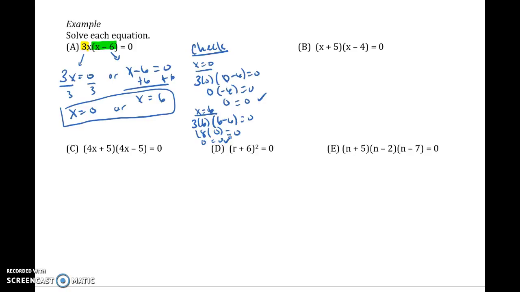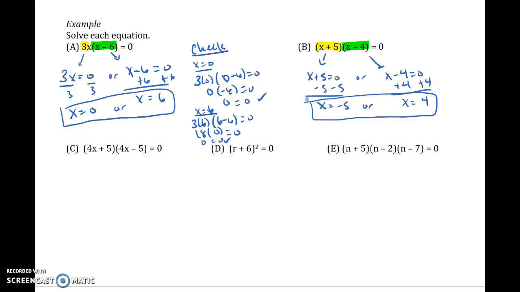So same deal for B, C, D, E, okay? Again, what are we multiplying together? We've got this x plus 5 times x minus 4. So that means we have two different equations we need to create. x plus 5 equals 0, or x minus 4 equals 0. And then simple one-step equation for us right here. So x equals negative 5 or x equals 4.